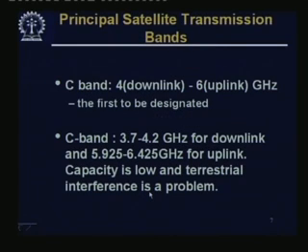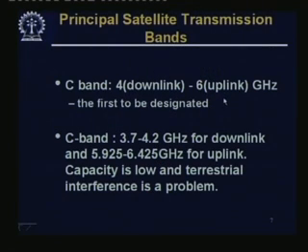Now, there is something about the spectrum which is usually used by the satellite. It is divided into some sections, and each of these bands has a name like C band, Ku band, or Ka band. Okay. The C band may have 4 GHz downlinks and 6 GHz uplinks.